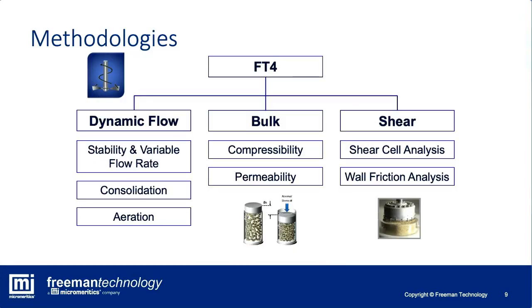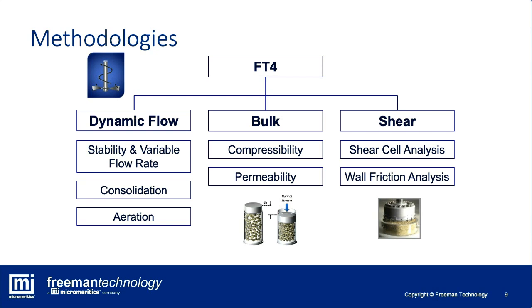So the different methodologies we can look at using the FT4 can be characterized into three different categories: dynamic flow, bulk properties, and shear properties. The dynamic flow tests are all going to be subjecting the powder to a low stress environment and relatively high flow rates against each other. The bulk properties are analyzing the powder bed on a larger scale and looking at the wider interactions between the particles and each other, as well as the shear cell tests, which are subjecting the powder to a high stress environment and characterizing the powder's onset to flow either against itself or against an equipment wall.